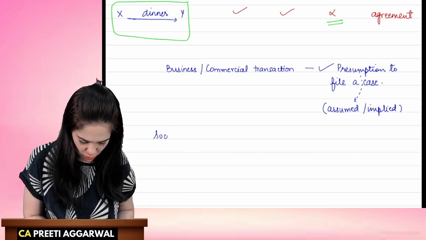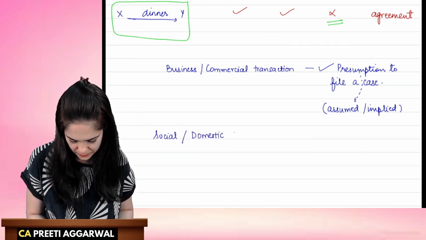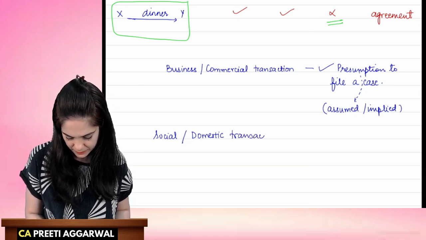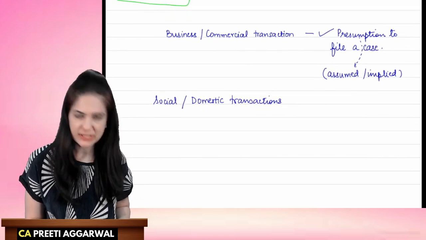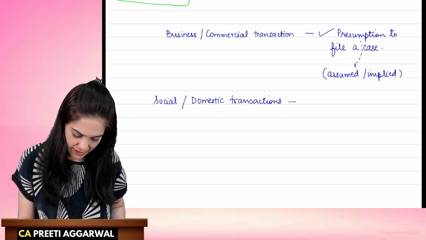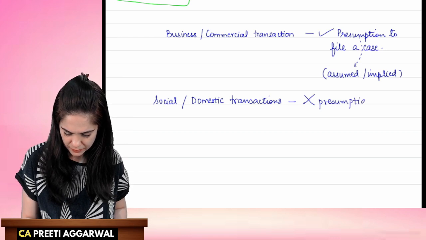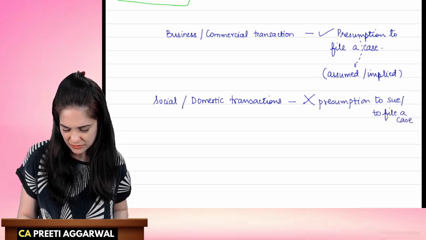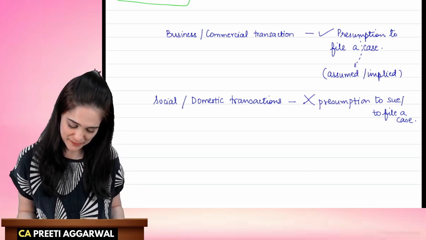But in case of a social or domestic agreement, or you can say domestic transactions, social is between friends, domestic is between family members, there is no presumption to sue, no presumption to file a case. We never assume that if I don't fulfill my promise, my friend will file a case.